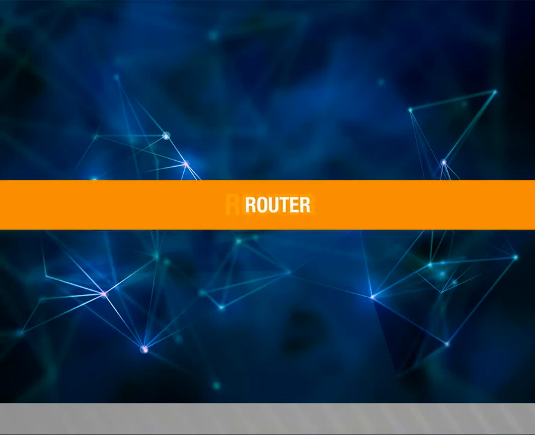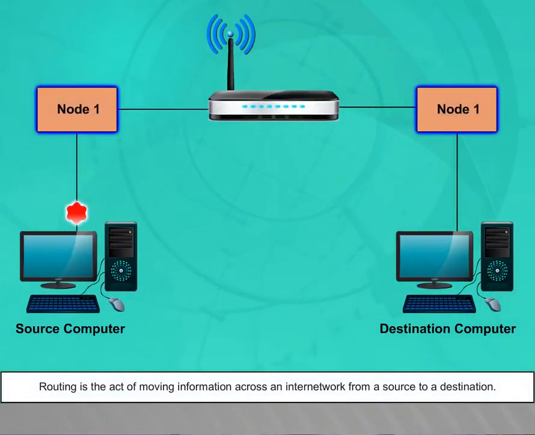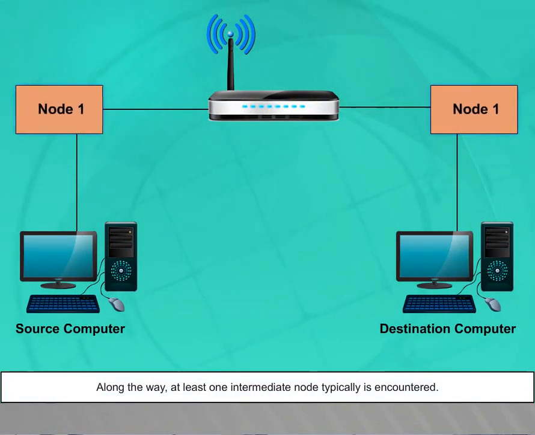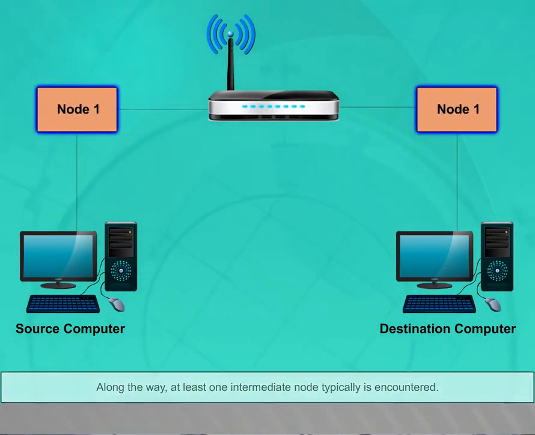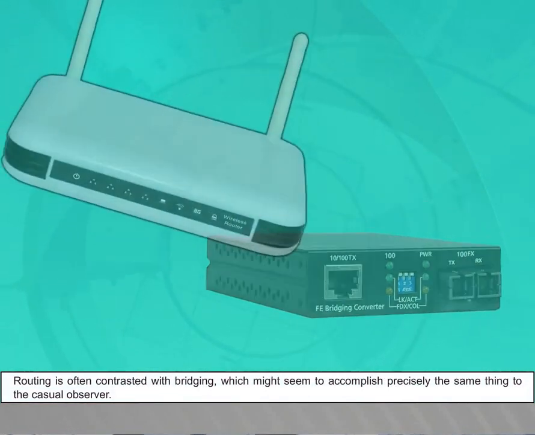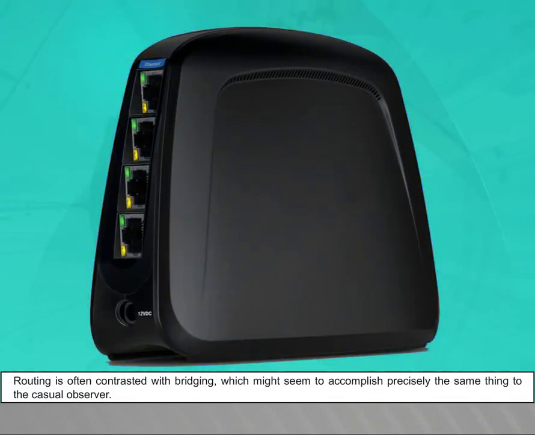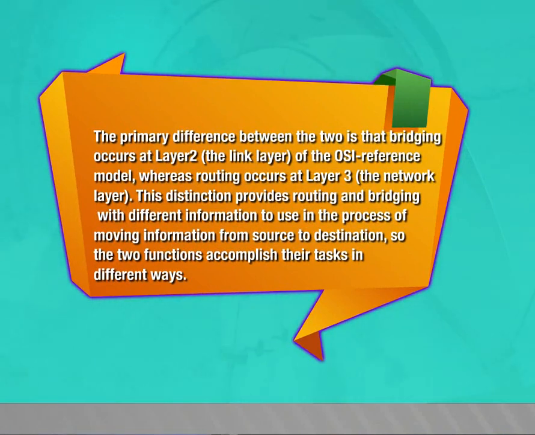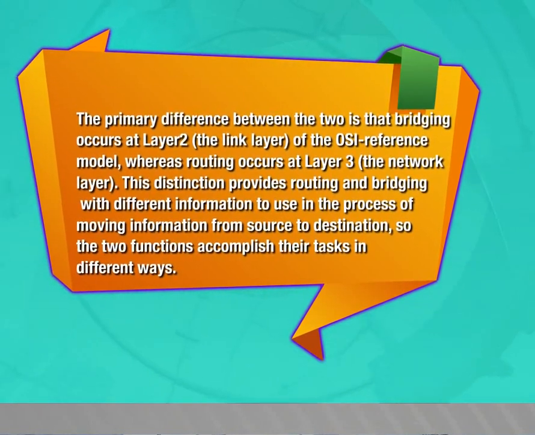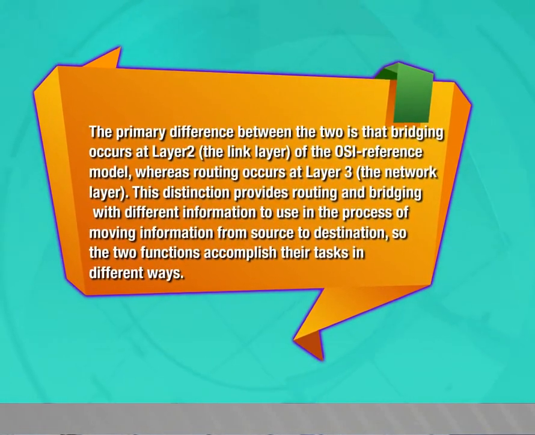Router. In this video, we are going to see about routers. Routing is the act of moving information across an internetwork from a source to a destination. Along the way, at least one intermediate node typically is encountered. Routing is often contrasted with bridging, which might seem to accomplish precisely the same thing to the casual observer. The primary difference between the two is that bridging occurs at layer 2, the link layer of the OSI reference model, whereas routing occurs at layer 3, the network layer.